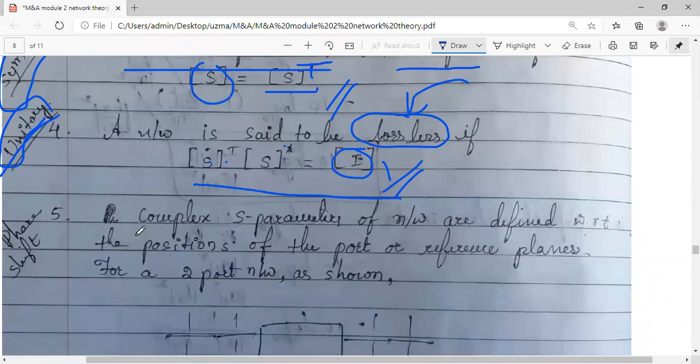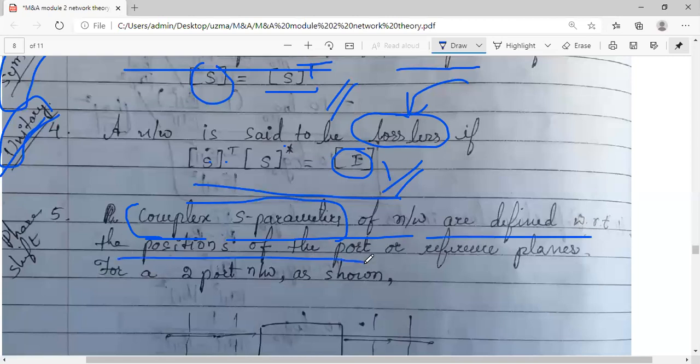And there is one more, the last property. Complex S parameters of a network. Why I'm talking about complex: even though we are talking about input and output variables, here they are not simple voltages and currents, they are waves, traveling waves, which have their own amplitude as well as phase. So we may get a complex form, right? Polar form.